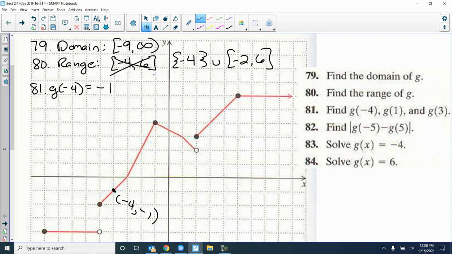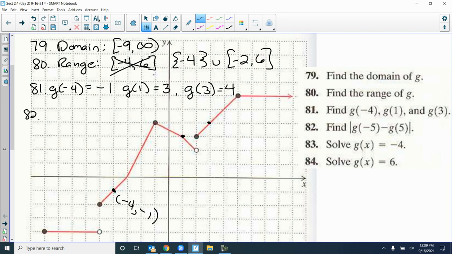G of 1. Maddie, what do we get when we plug in 1? 3. Because you go here to 1, 3, you get that point. And then G of 3. What's that going to equal? 4. So G of 3 is 4: 1, 2, 3, 1, 2, 3, 4. So that's that point right there. That's how you read that when you don't have anything to plug into. You should look at your graph, substitute in.